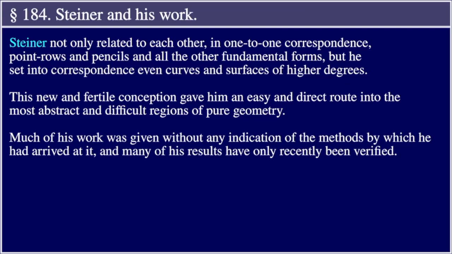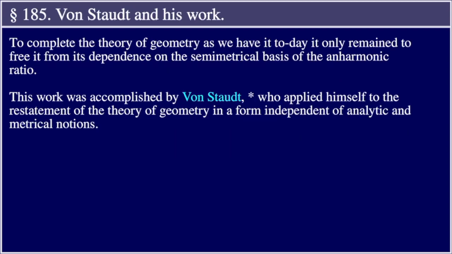Much of his work was given without any indication of the method by which he had arrived at it, and many of his results have only recently been verified. Von Staudt and his works. To complete the theory of geometry as we have it today, it only remained to free it from its dependence on the symmetrical basis of the anharmonic ratio.